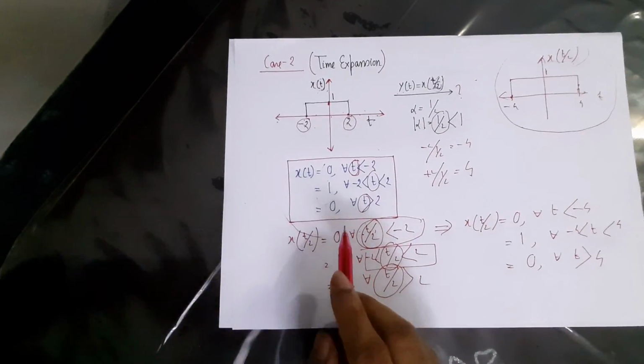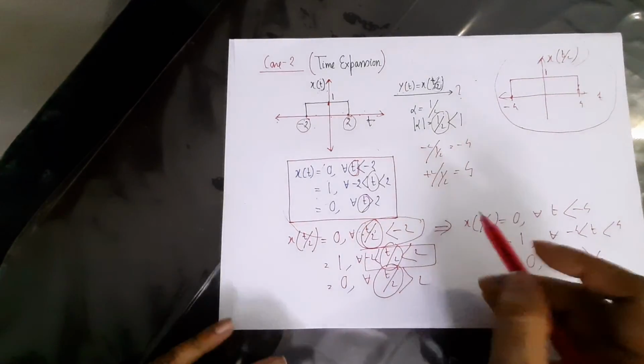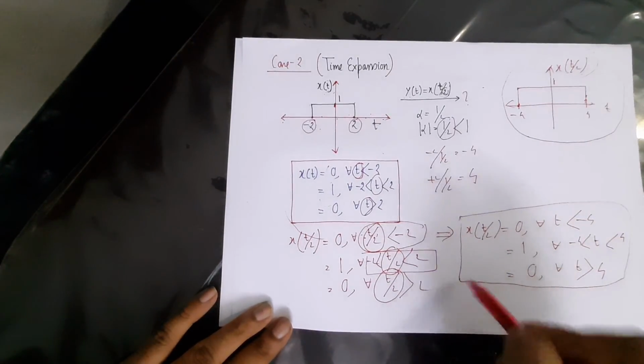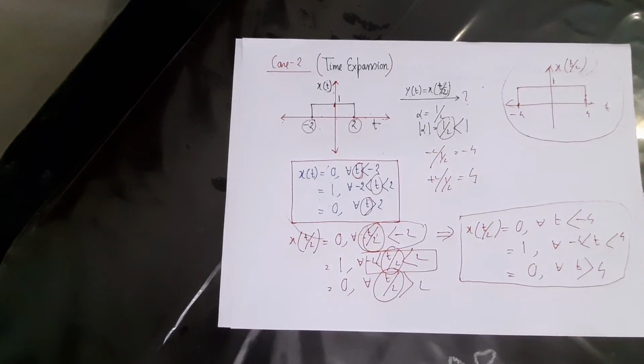So even without being able to draw the waveform of the parent signal, you now know how to get to the final signal. I hope that it's clear up to this part, and in the next video we'll learn about amplitude scaling.